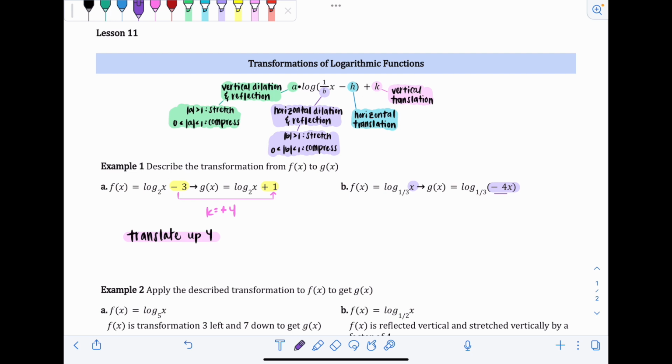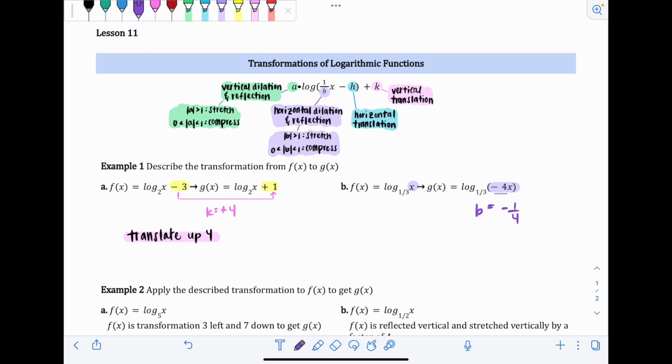So it's being multiplied by the x inside the parentheses, so it's definitely a b. But remember that b is going to be the reciprocal of whatever we see in the function. So the reciprocal of negative 4 would be negative 1/4. And if b is negative 1/4, that means two things. The negative means that there's going to be a reflection. The 1/4 means there's going to be a compression, a shrink, because that number is between 0 and 1.